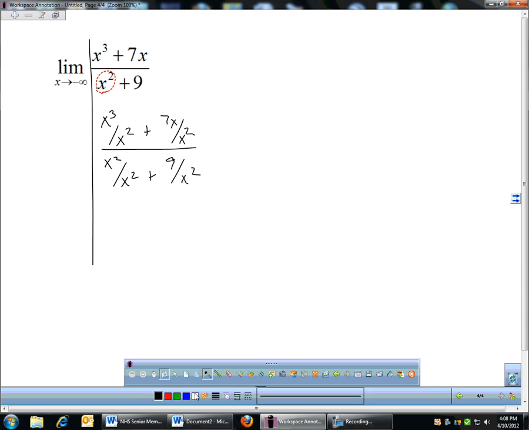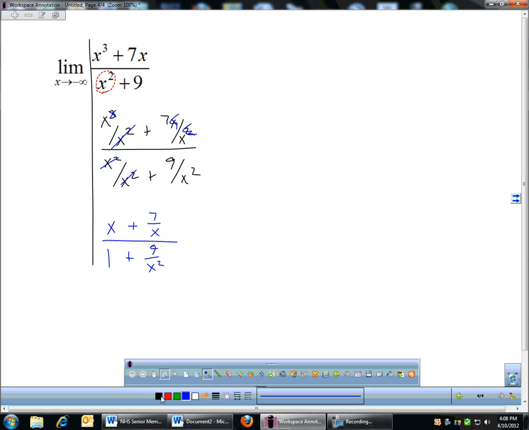And then we clean up. x cubed over x squared, that's going to reduce to just 1x. These 2 x's will cancel with 2 of these, leaving me with x to the first. 7x over x squared, this x is going to cancel with 1 of these x's, leaving me with 7 over x. x squared over x squared, those will cancel, leaving me with just 1 plus 9 over x squared, which won't reduce.